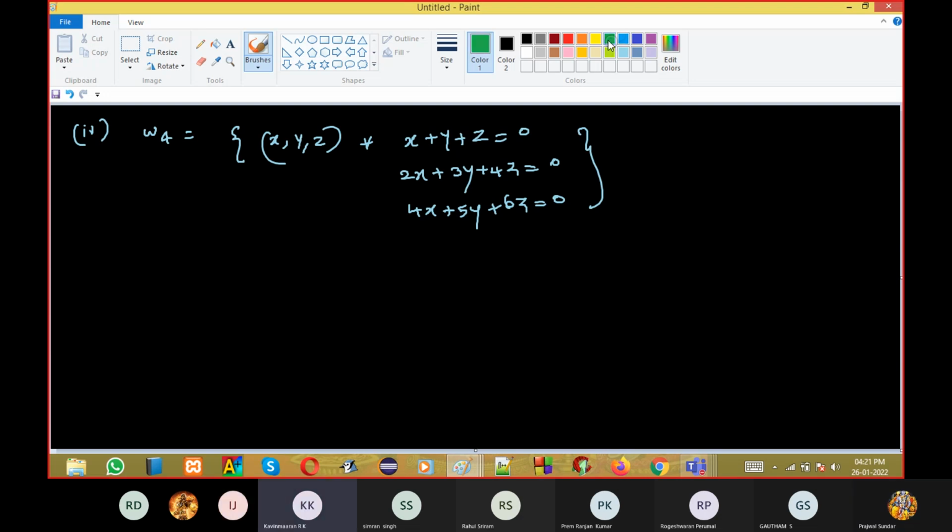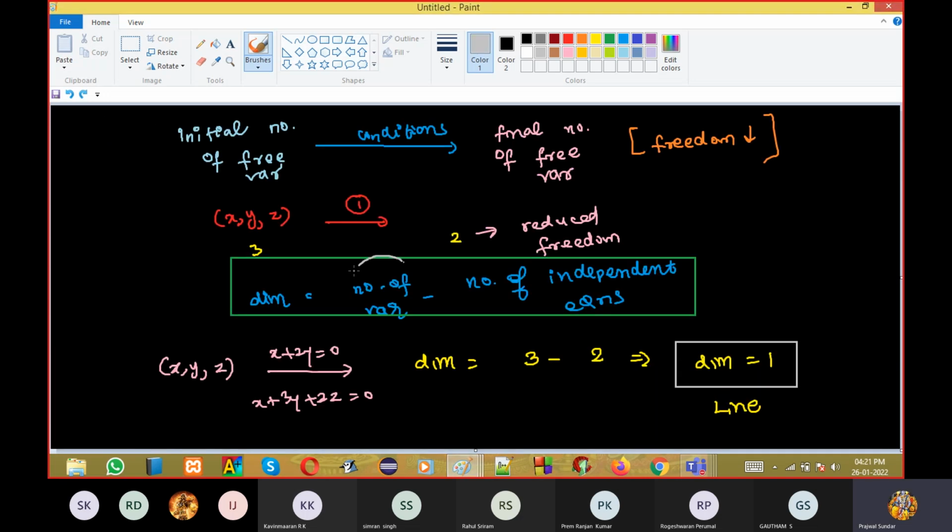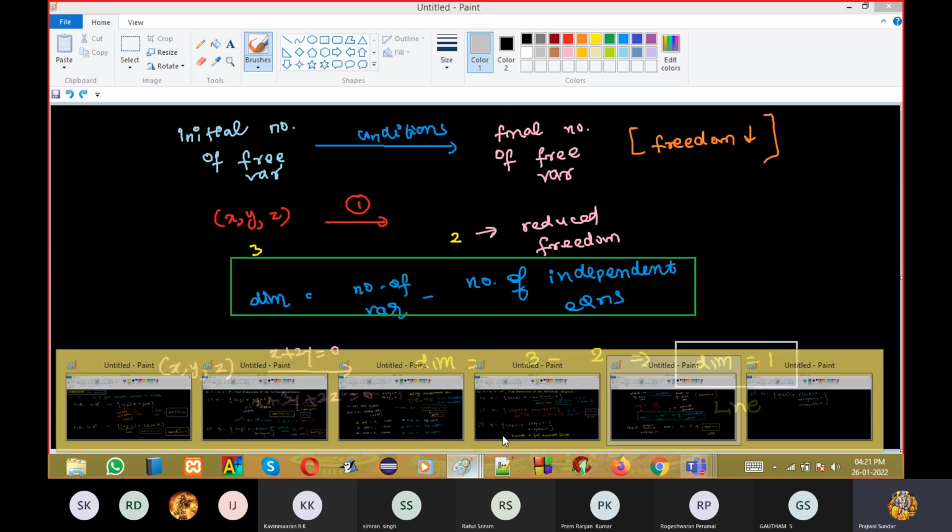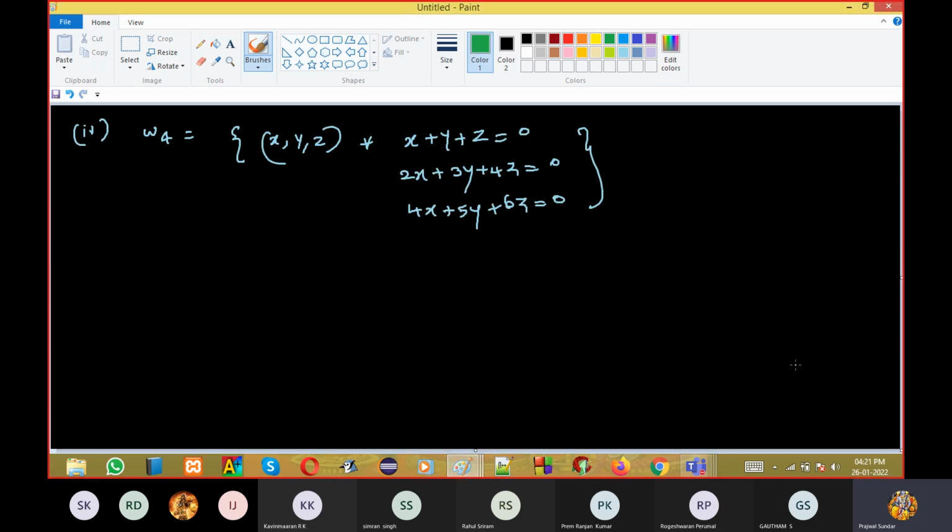Zero. The answer is actually wrong. Sorry. Read the formula again. The formula is number of variables minus, and there's one word you need to be very careful about. What is this? Independent equations. So please see that one more time. It's not a problem. I can't waste a lot of time, so I'll teach you how to do it.